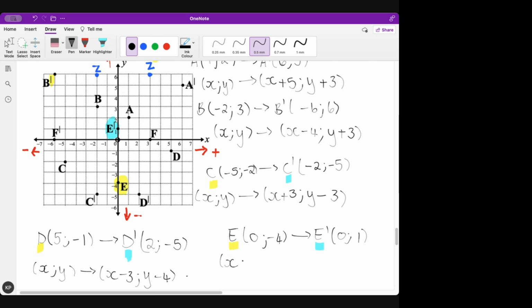Let's do our translation. X, where did X move and how many times did X move? X didn't move, so I'm just going to leave it as X, and Y, plus or minus? Plus, and how many times? 1, 2, 3, 4, 5. It is indeed 5 times.